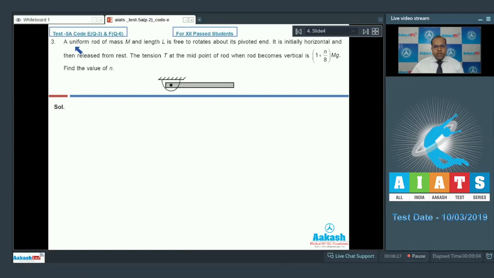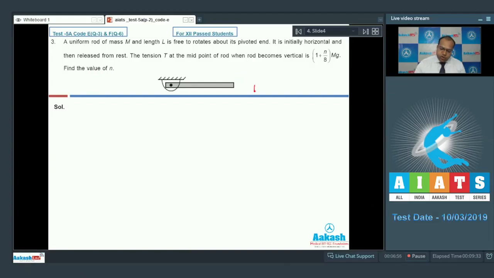In question number 3, a uniform rod of mass m and length l is free to rotate about its pivoted end. It is initially horizontal and then released from rest. The tension T at the midpoint of the rod when the rod becomes vertical is 1 plus n by 8 mg. Find the value of n.